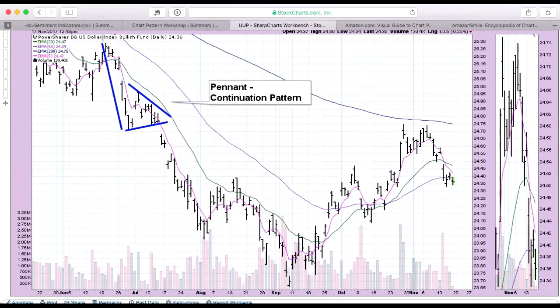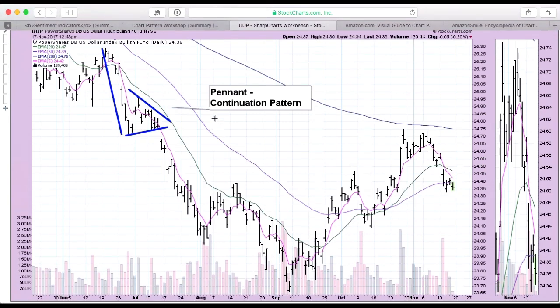But typically continuation patterns, right? So if you come down into it with a flagpole, and then you form that pennant, the expectation, of course, would be the breakdown. But with pennants, they don't necessarily follow through just because they are a pennant. They are like a symmetrical triangle. So that is the conclusion of the basic chart patterns.